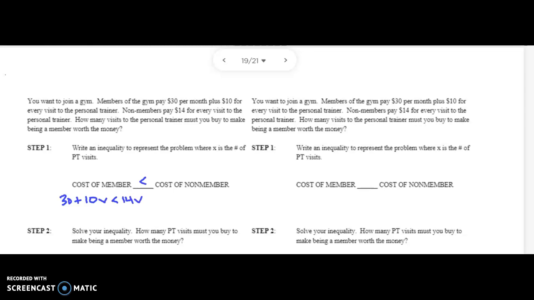Now, if you think about it, let's say if you just visit once, okay, it's actually cheaper to be a non-member, right? Because 14 times 1 would be 14, and then 30 plus 10 times 1 would actually be 40, okay? But what I'm talking about is in the long run, right? You're going to end up paying less when you are a member, okay?